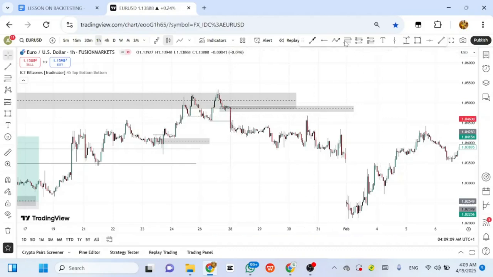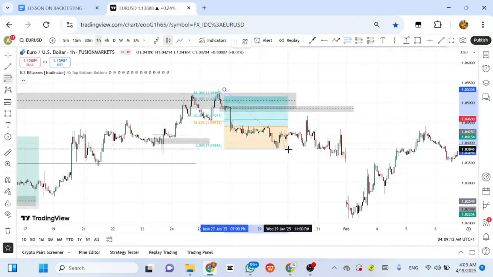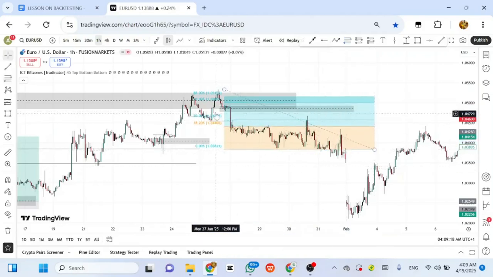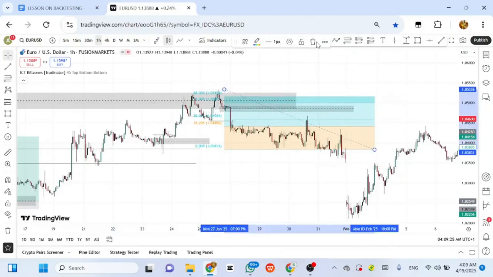So maybe if I use my fib to mark at this high, where is the low? Okay, maybe this is the low. So I'm looking for my 80 level. This is a kind of extreme. You see, this is a kind of greedy trade, but yes, it gives me a high risk to reward.